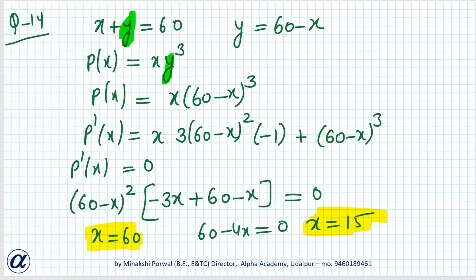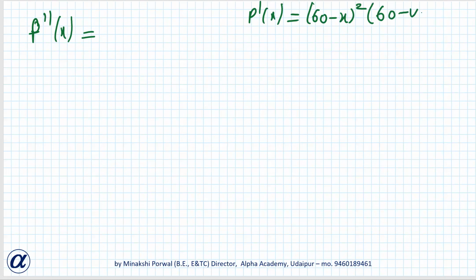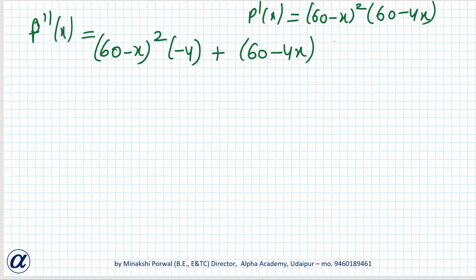Okay. Now we'll obtain its second derivative, P double dash x. P dash x was (60 minus x) the whole square and (60 minus 4x). So first into d by dx of second plus second into d by dx of first. So 2 into (60 minus x) into minus 1. Now we have to just check the signs of P double dash x.